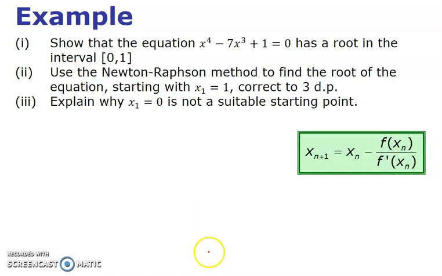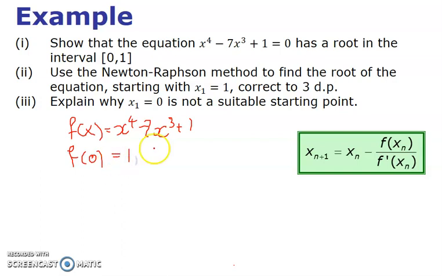So show that this equation has a root in the interval 0 and 1. What I would do here, if I was doing this question, my first thought is write f of x equals x to the 4 minus 7x cubed plus 1, and I put f of 0 in and I get 1, and I put f of 1 in and I get 1 minus 7 plus 1, which is minus 5, and there's a change of sign, therefore we have a root, and that's what that first bit's about.